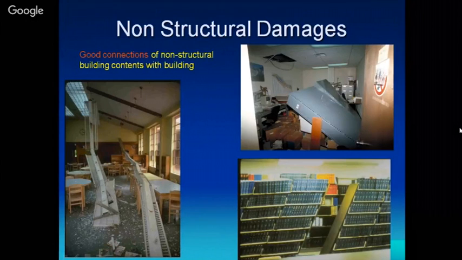There are some non-structural things which we have shown here, library almirahs and all those things which are connected with some angle iron. So we need an analysis prior, I should say planning, for these things also. They can't be ignored.